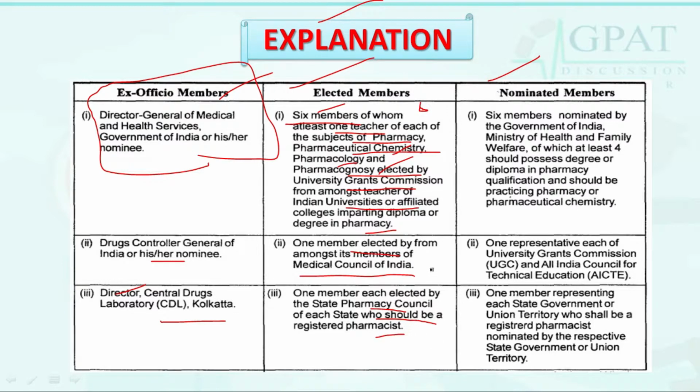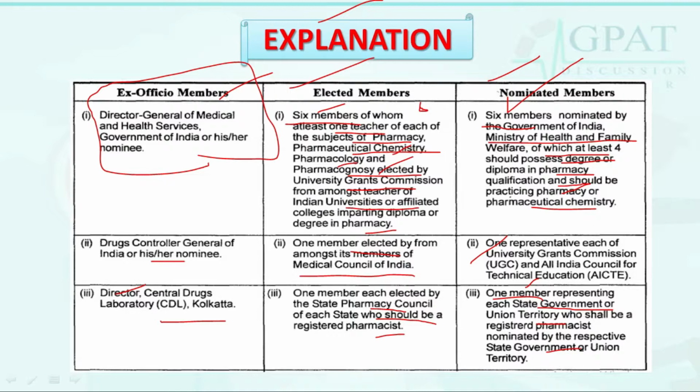So coming to the nominated members, that is 6 members nominated by the Government of India, that is Ministry of Health and Family Welfare, of which at least 4 should possess a degree or diploma in pharmacy, and qualification should be practicing pharmacy or pharmaceutical chemistry, and one representative each of UGC and All India Council for Technical Education, that is AICTE, and one member representing each state government or union territory, who shall be a registered pharmacist nominated by the respective state government or union territory.